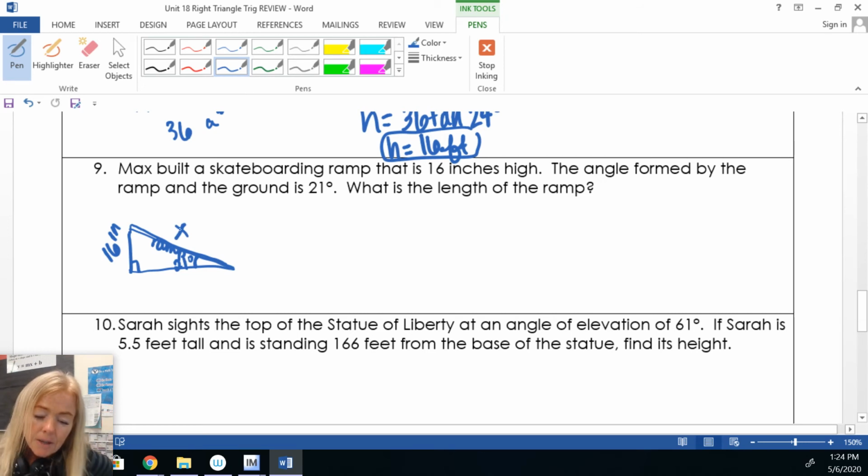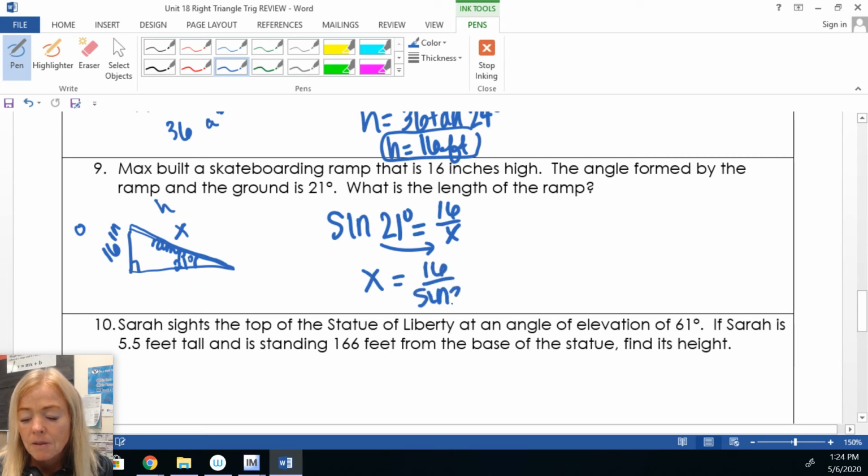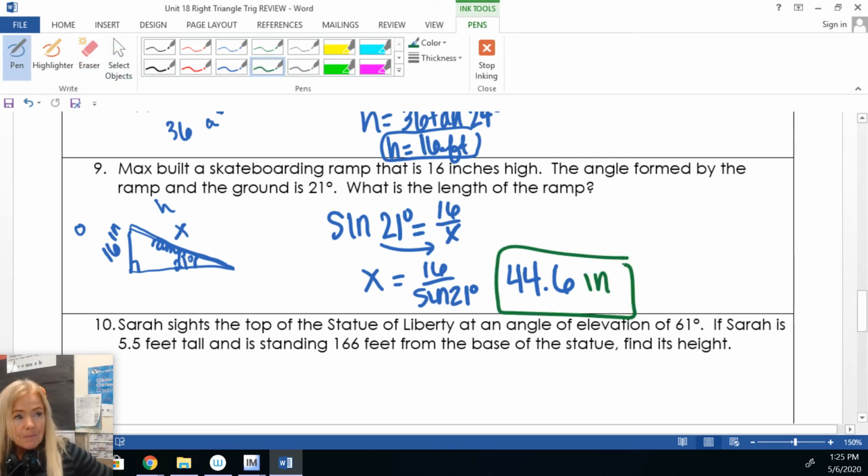16 inches high. Now we have opposite and hypotenuse. This is O, this is H, and that means sine. So sine of 21 degrees, which is the angle, is equal to our opposite over our hypotenuse, 16 over x. Now this is a switcheroo. We go ahead and switch that x with the sine 21. And 16 divided by sine 21 is 44.6. And that is in feet, I believe. Oh, no, inches. So 44.6 inches is the length of that ramp.